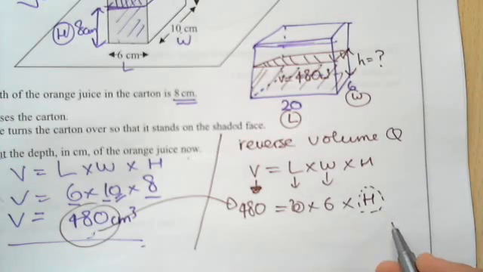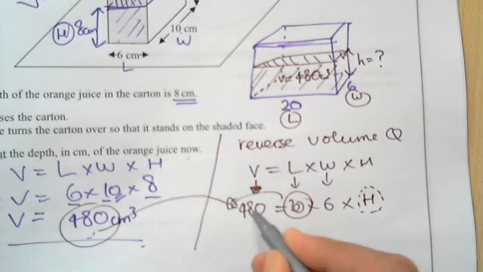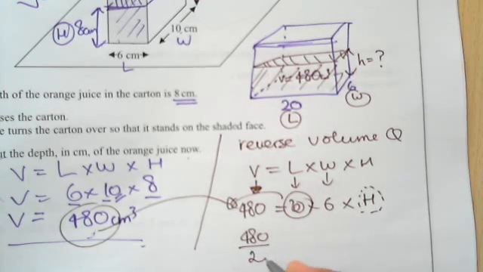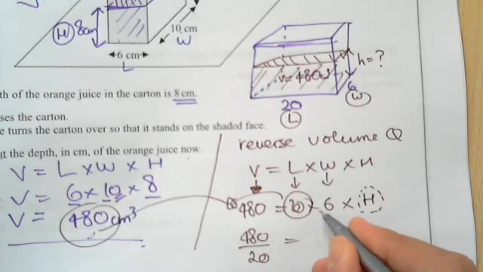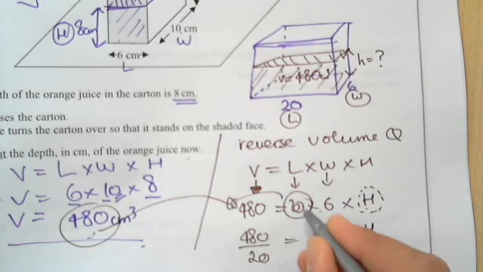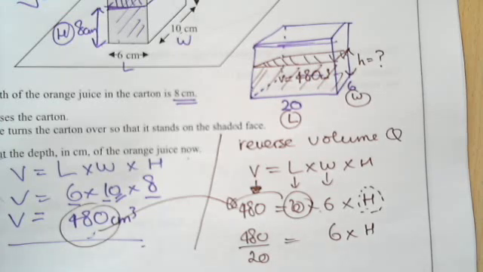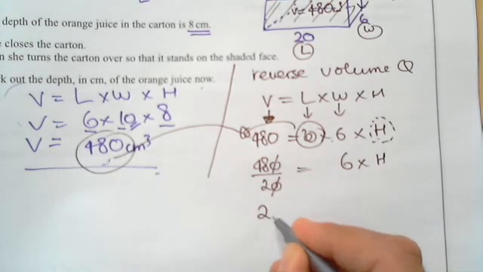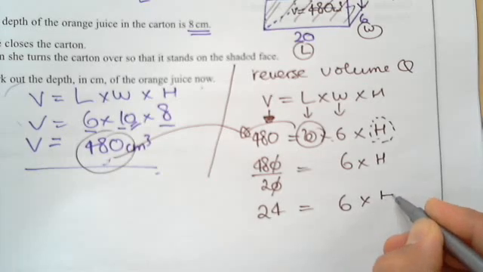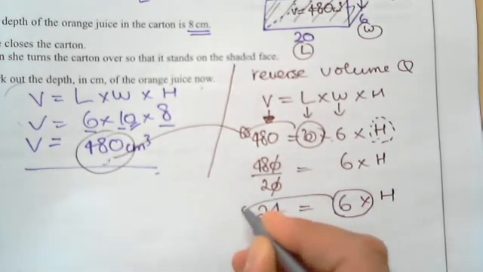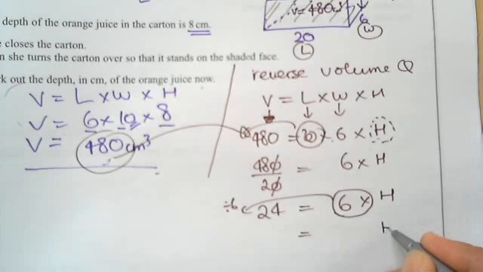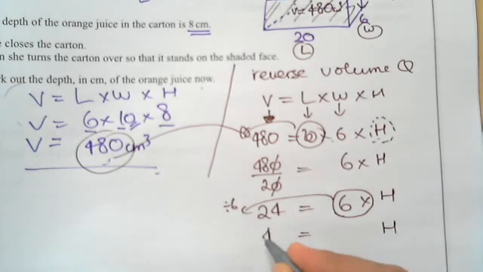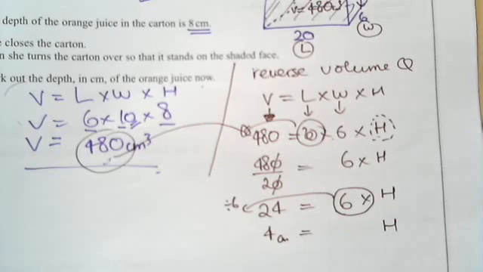So what we need to do first of all, opposite of multiplying by 20 is, start reversing the actions. We got 20 times by 6 times by h. I'm just moving in steps, make it easy. So we divide this by 10, divide this by 10. We got 48 divided by 2. And the opposite of times by 6. 24 divided by 6 is equal to 4 centimeters.